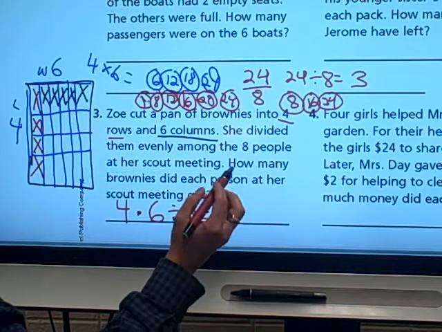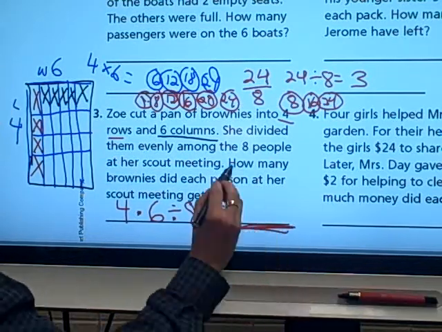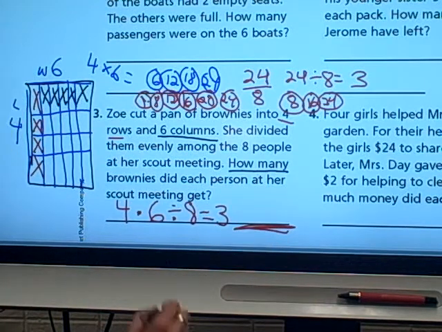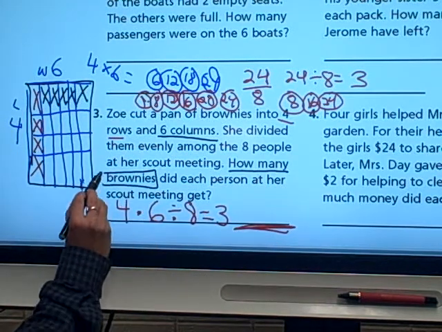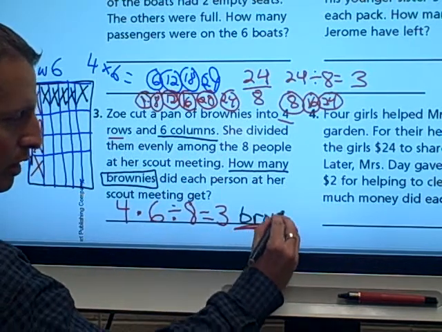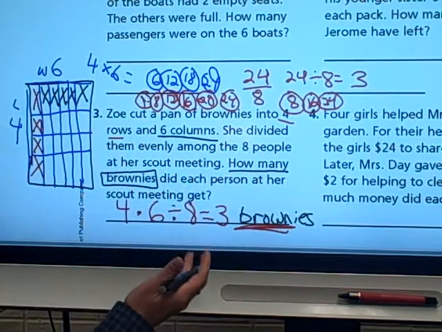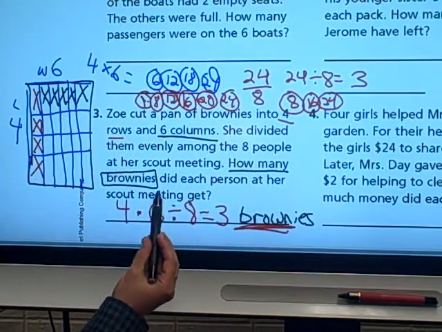Okay, I need a label. I need to label my answer. So I've taught the students to look for the words how many, and then that will tell them their label. And the answer is brownies. So the answer should be 3 brownies, but just to make sure, I like to check my answer. Each person at the meeting should get 3 brownies.